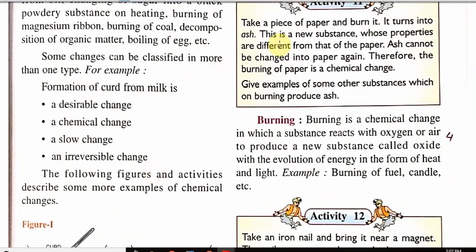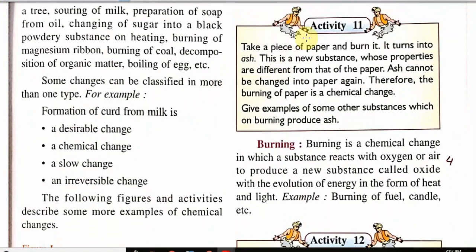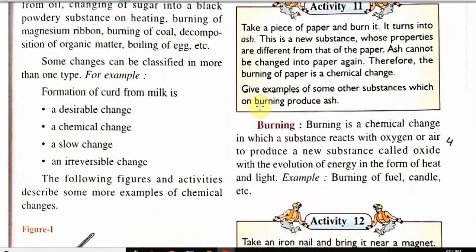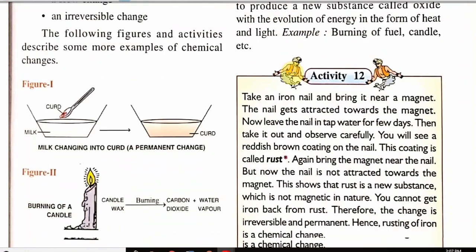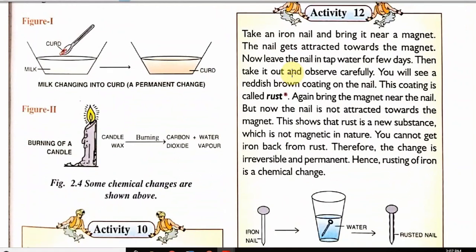This activity number 11. Take a piece of paper, burn it, it turns into ash. Ash is a new substance. Can you get back paper from ash? Answer is no. So, this is chemical change. Next point is burning. Burning is a chemical change in which a substance reacts with oxygen to produce a new substance, which is called oxide.